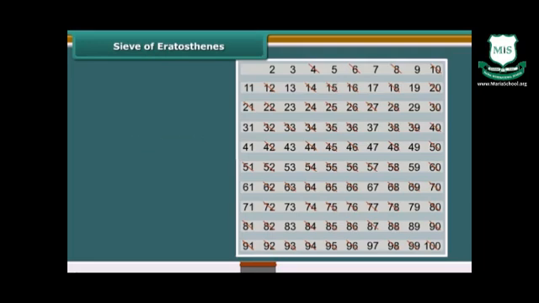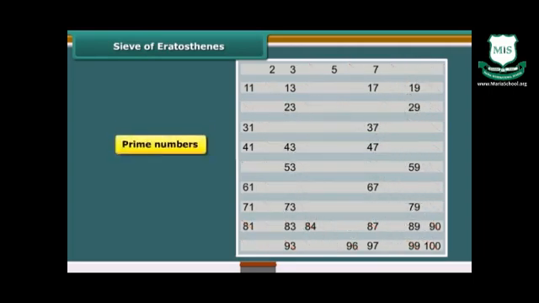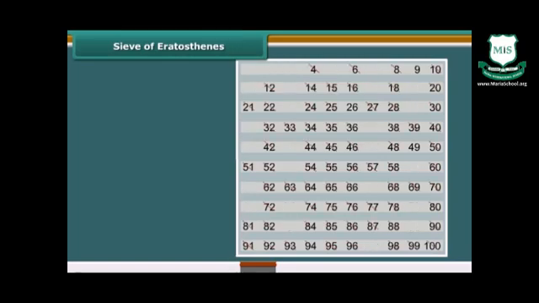All the uncrossed numbers are prime numbers. All the crossed numbers other than 1 are composite numbers. This method of isolating prime numbers is called the sieve of Eratosthenes.